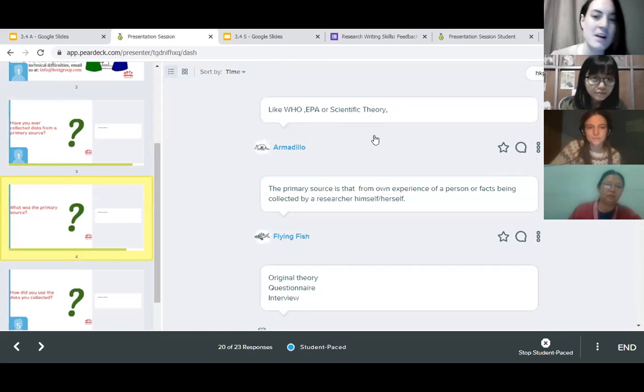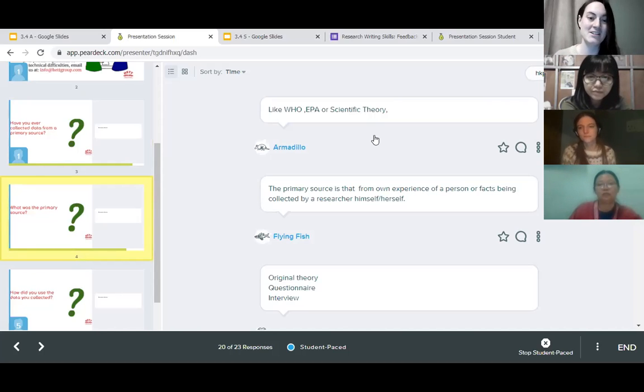What was the primary source? World Health Organization, EPA, or scientific theory. When it's collected, it is, yes. So if they're collecting information, if it's just like a summary of the information, like the World Health Organization might just have a summary on their website, then that would be secondary. But if they're collecting data as part of the World Health Organization, or if you collected data as part of the World Health Organization, that would be primary, definitely.